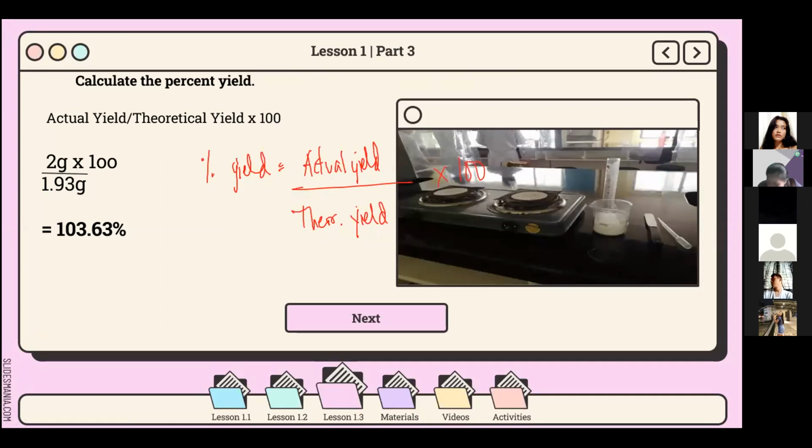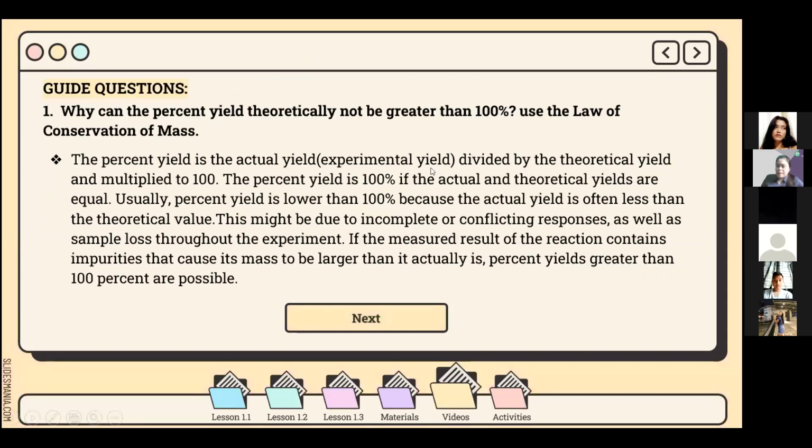Okay? So 2 grams, mas malaki yung inyong yield, actual yield kesa sa theoretical yield. 2 divided by 1.93 times 100. 103.63. Okay, this is your percentage yield, 103.63. I think we have mentioned the possible reasons why you have more than 100%.